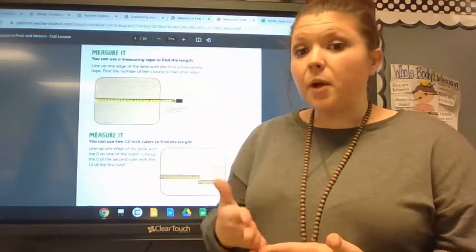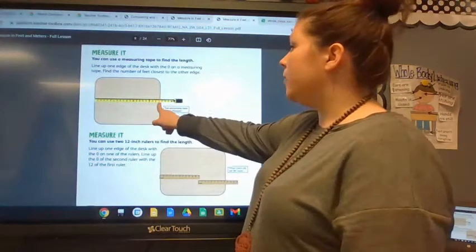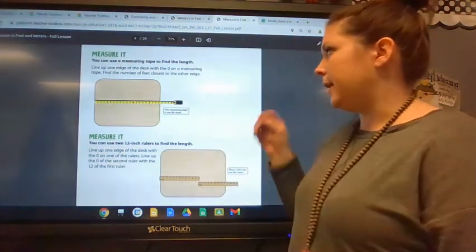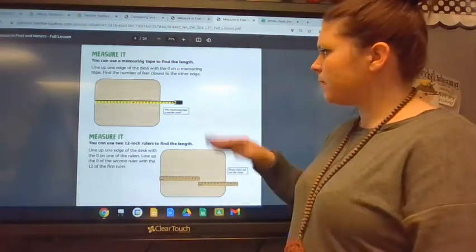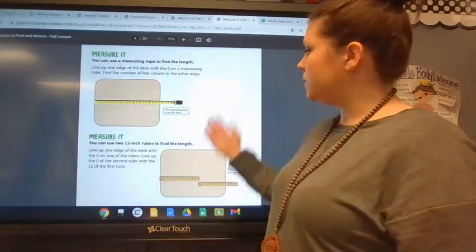It starts on the 0 or at the end of that object, right? And then we look all the way across to the end and look at the number on the measuring tool that's underneath it, okay? So a measuring tape was one tool that you could use.